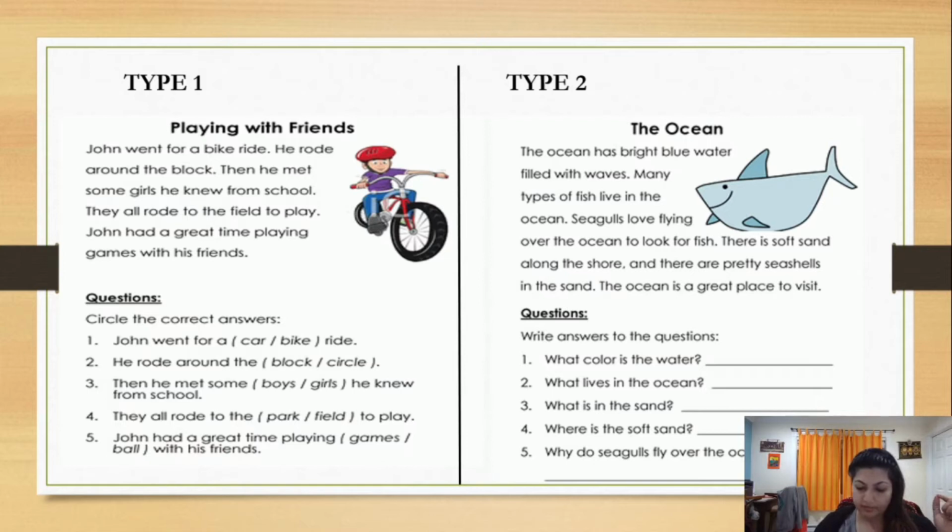For example, if I assume I'm a kindergartner, I would read: John went for a bike ride. He rode around the block. Then he met some girls he knew from school. They all rode to the field to play. John had a great time playing games with his friends. So, block is a word which can be confused with blocks, as in cubes, but actually the context here is block as in a building.